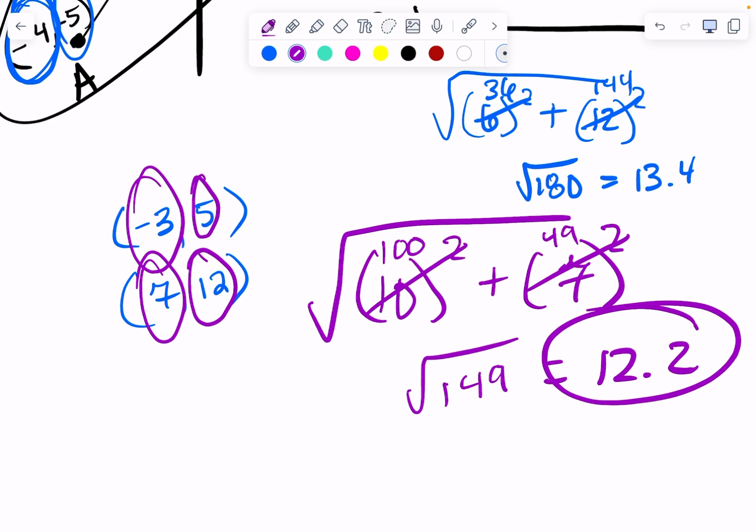149. Yeah? 7 apart. They're both positive. 7 apart, not 17.